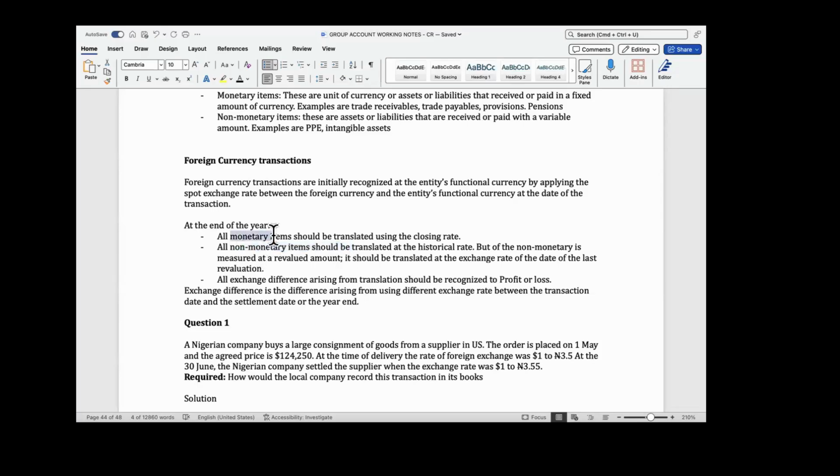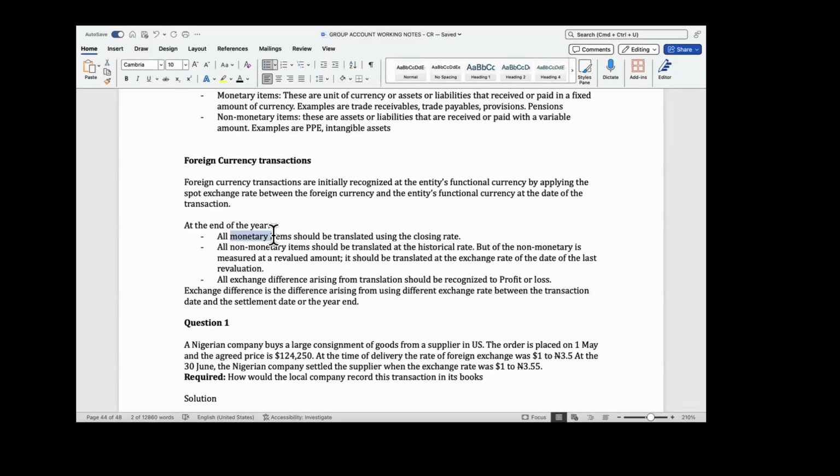But items like receivables and payables are. So when you consummate a transaction in foreign currency and you are now owing somebody, you have trade payables, right? That trade payable, when you want to put it in your books at the end of the year, you need to look for the exchange rate at the end of the year.